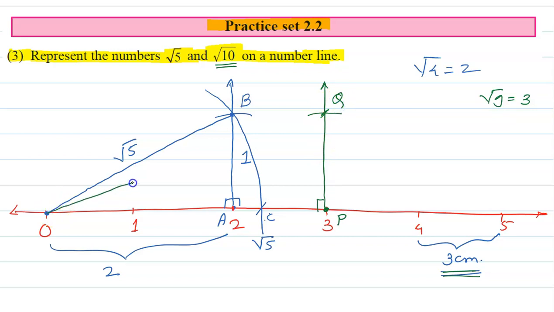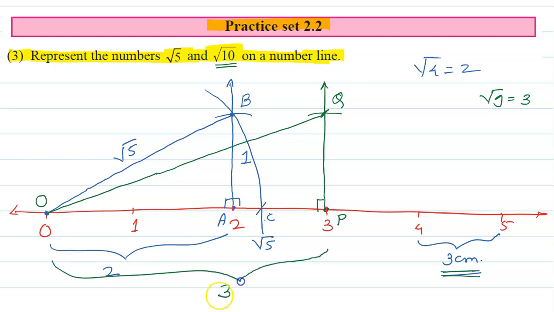Now let us join that point Q with O, we have the origin. Now OP distance becomes 3 units and PQ distance we have 1 unit. So as per the Pythagoras theorem, we get the value of OQ square equals 3 square plus 1 square. 3 square is 9, 1 square is 1. So 9 plus 1 we have 10. So the value of OQ, after taking square root, we are getting root 10.